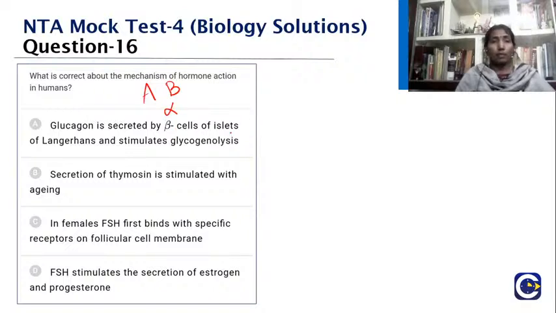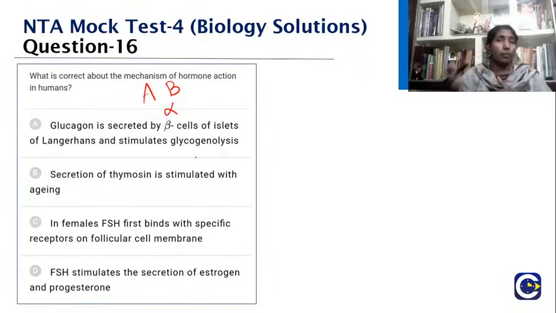So the A cells of the islets of Langerhans secrete glucagon, and they are not meant for deposition of glycogen. Rather, they are the ones that stimulate glycogenolysis, because insulin is the one that helps in converting glucose to glycogen. Glucagon comes out immediately whenever the blood glucose level goes down. Glucagon has to come along with other hormones to increase the blood glucose level.